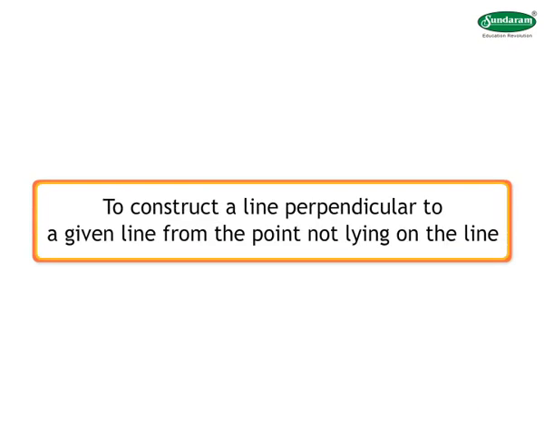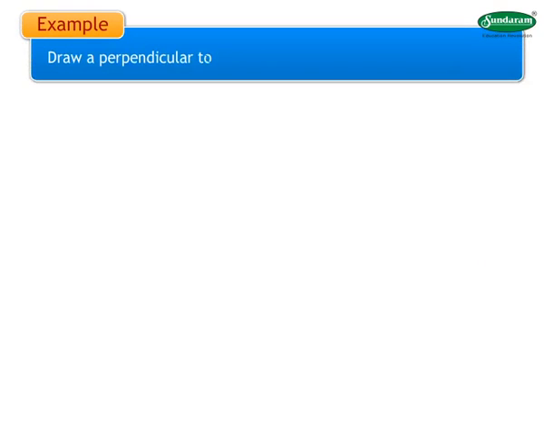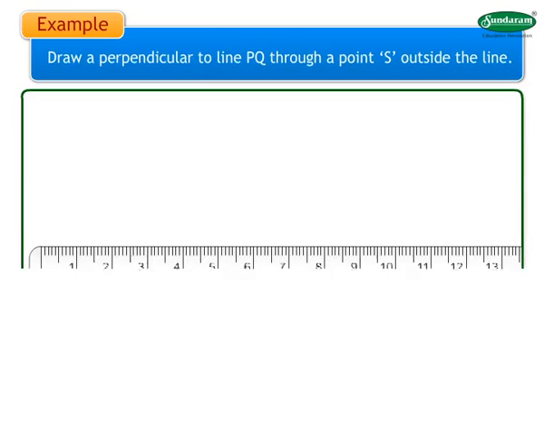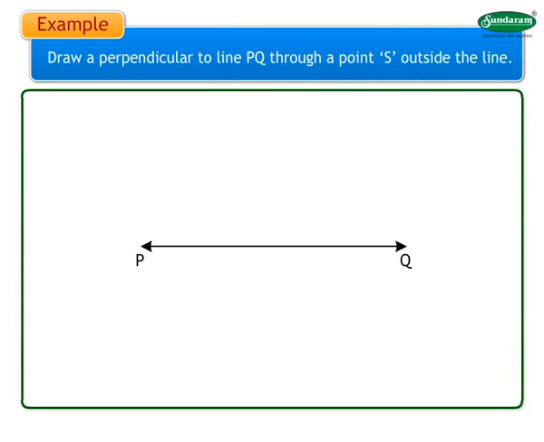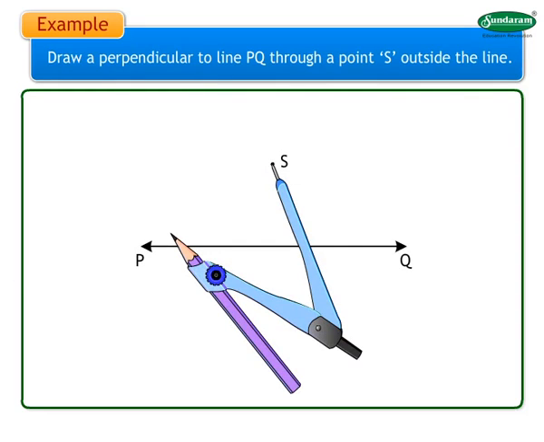Number 4. How to construct a line perpendicular to a given line from the point not lying on the line. Example. Draw a perpendicular to line PQ through a point S outside the line. Now let's look at the construction. Draw a line PQ. Take a point S anywhere outside the line. Adjust the compass to a convenient span.